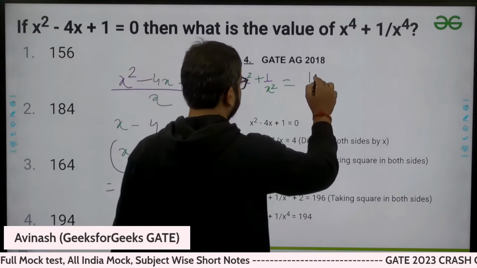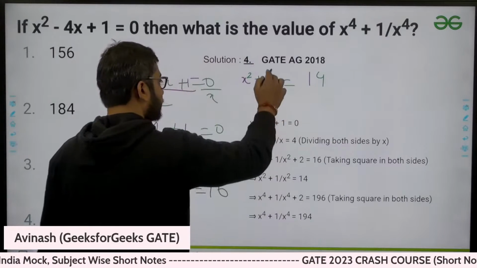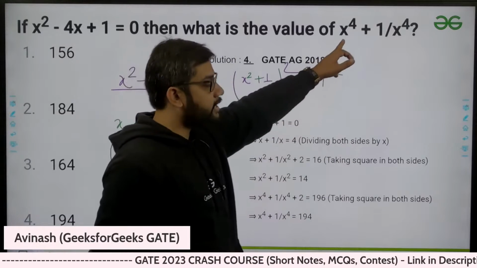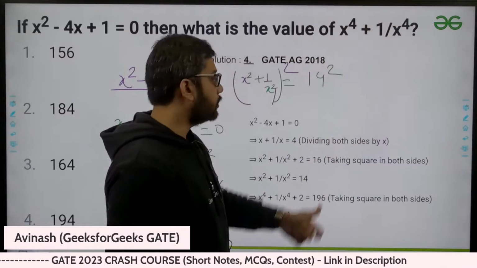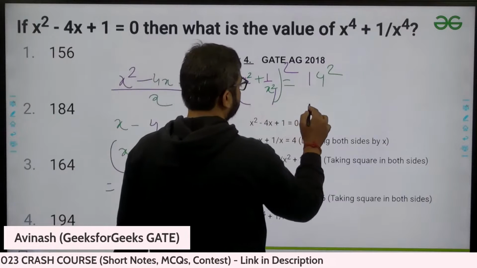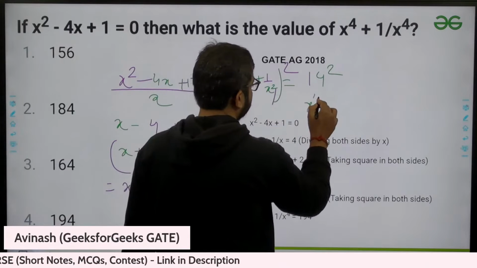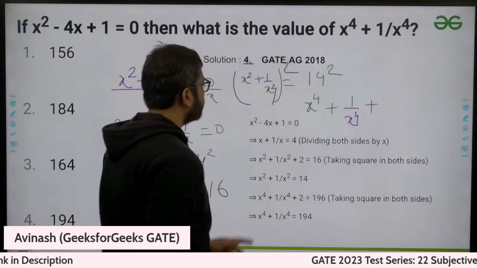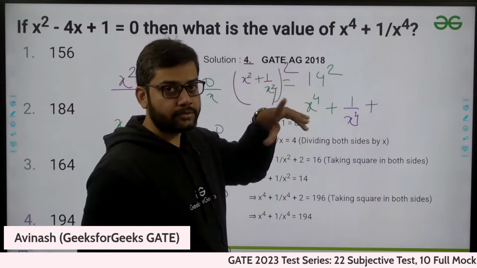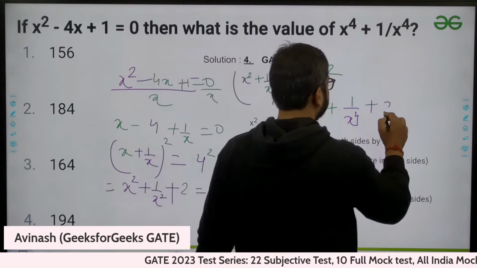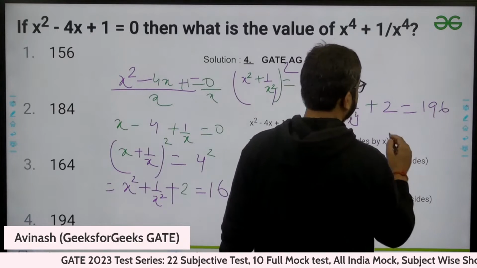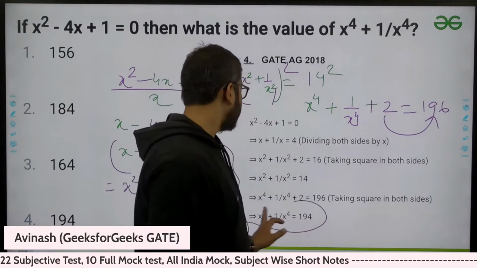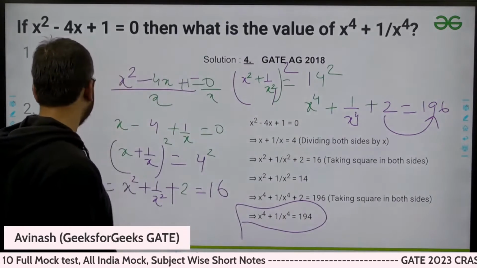What will be? 14. Okay, again square this. Why are we squaring again? Because we need to find x to the power 4. Again a plus b whole square: x square plus 1 by x square whole square is equal to x to the power 4 plus 1 upon x to the power 4 plus 2ab, which is 2 into x square into 1 upon x square, again 2. That is 196. This 2 will come here, and this will give you 194. The value of this will be 194.